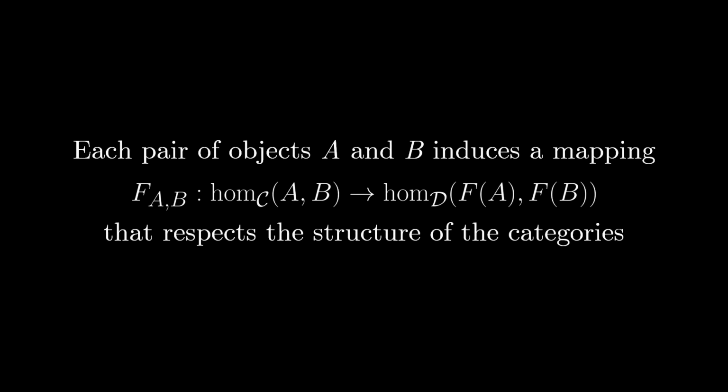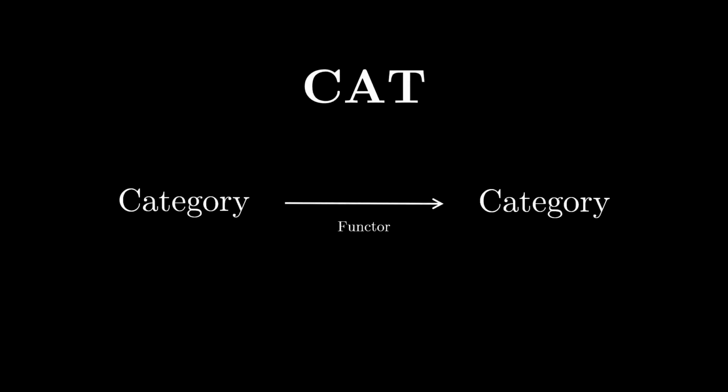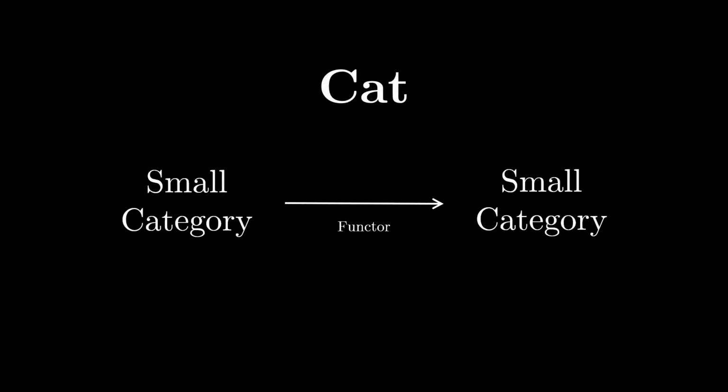This definition is rather long, so more concisely we could say that each pair of objects A and B induces a mapping that respects the structure of the categories. So functors act as morphisms between categories. They compose by composing these induced functions, and identities are just the identity functors from a category to itself. This suggests the construction of a category where objects are categories and morphisms are functors, and indeed we have Cat, the category of categories. We also have little cat, the category of small categories.